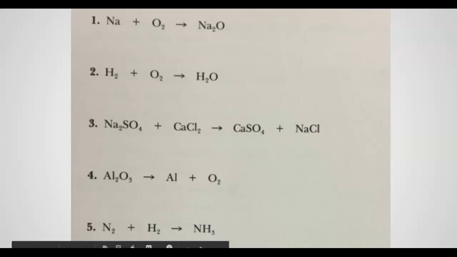So we're going to try a couple here, and this is actually from your homework paper. So I've got sodium plus oxygen gives you sodium oxide. Well, what I like to do is put a line. I've got 1 sodium here. I've got 2 oxygens. Here, my sodium, I have 2 of them, and only 1 oxygen.